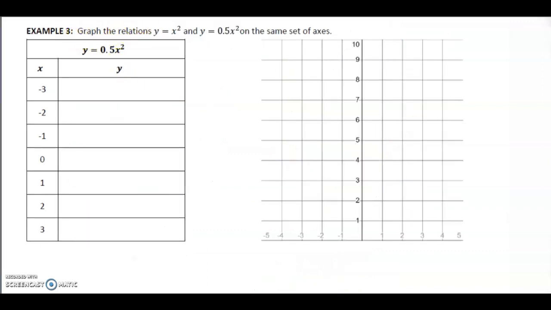Okay, example 3, graph the relations y equals x squared and y equals 0.5x squared on the same set of axes. So I'm going to start with doing y equals x squared, and again, 0, negative 1, 1, and 1, 1, negative 2, 4, and 2, 4, negative 3, 9, and 3, 9.